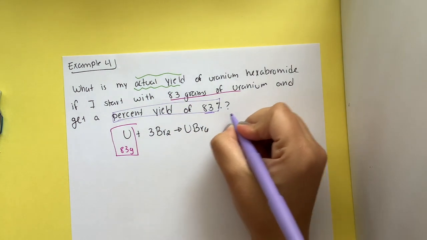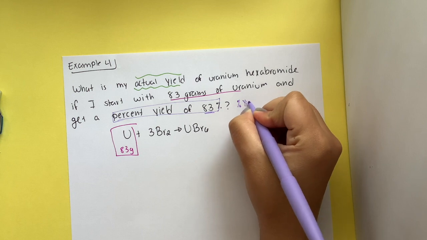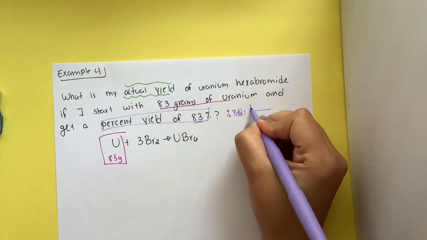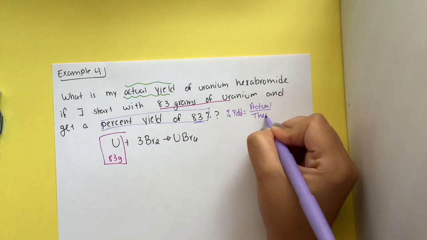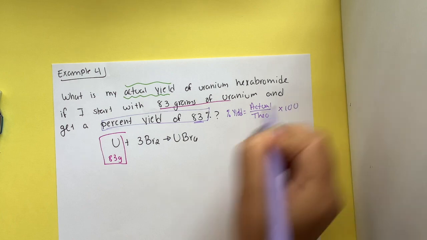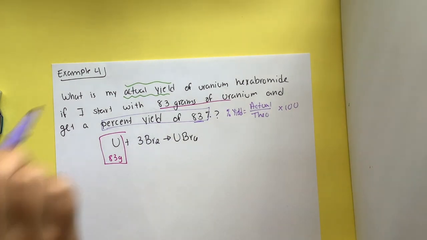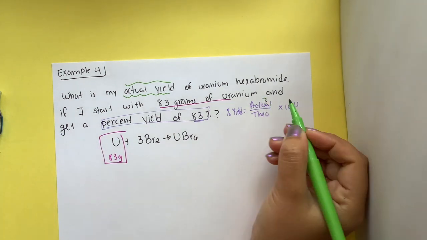Remember that the formula for percent yield is actual over theoretical, I'm going to write theo, times 100, okay? They're asking me for actual, so they're asking me for actual, question mark.